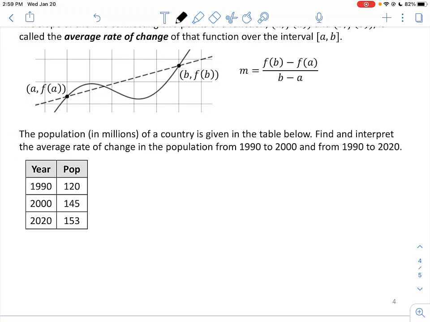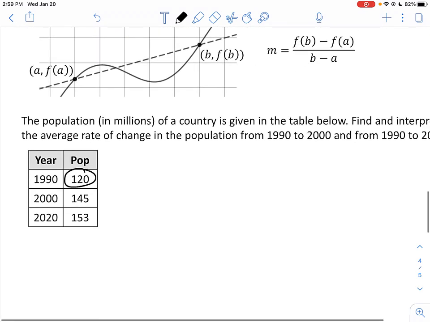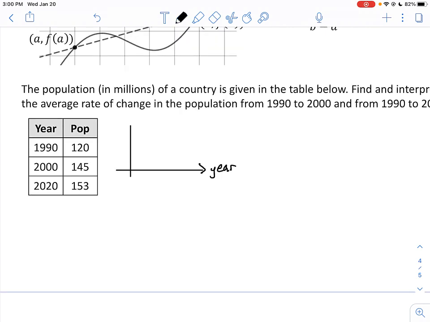So the population in millions of a country is given in the table below. Find and interpret the average rate of change in the population from 1990 to 2000, and then from 1990 to 2020. All right, so this number here, this is millions. That's 120 million. All right, we could put year on the horizontal axis and put population on the vertical axis. So in 1990 versus 2000 versus 2020. In each year, we only have one specific population.